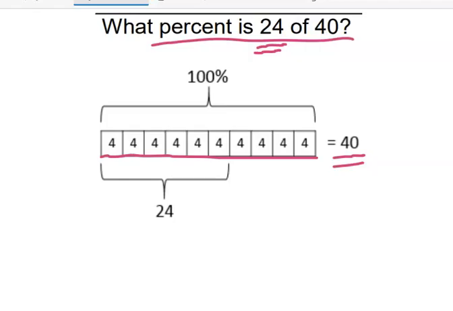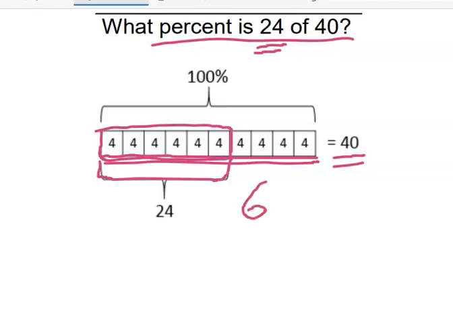each one of the 4s is worth 10% because all 10 of these 4s are 40. So each one is 10% of the total amount because there's 10 of them. So at that point, if you look at the 24, it takes up 6 of the 4s. And since 40 is 100% of it, then 6 of them must be 60%. If you're looking at this illustration, you can see that 24 is 60% of 40. And there's a lot of other ways to get the percent of something.